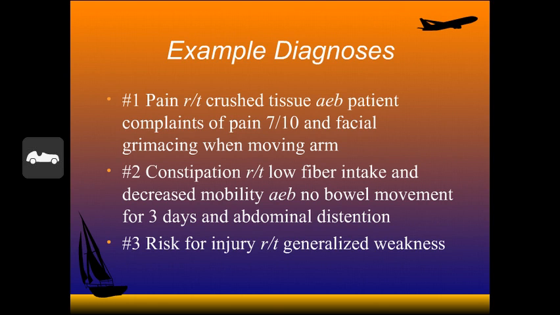Number 2 is constipation related to low fiber intake and decreased mobility, as evidenced by no bowel movement for 3 days and abdominal distension. And number 3 is risk for injury related to generalized weakness. Please note that when you have a risk for as a nursing diagnosis, there is no as evidenced by because it's not a real problem yet. There's a risk for it.